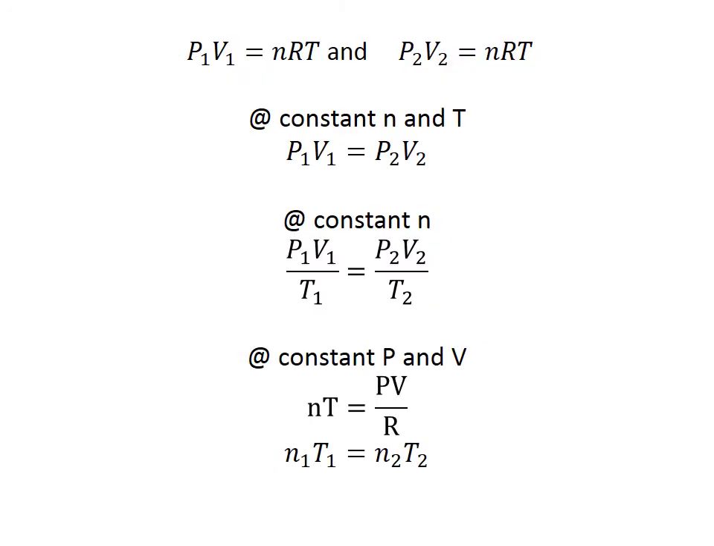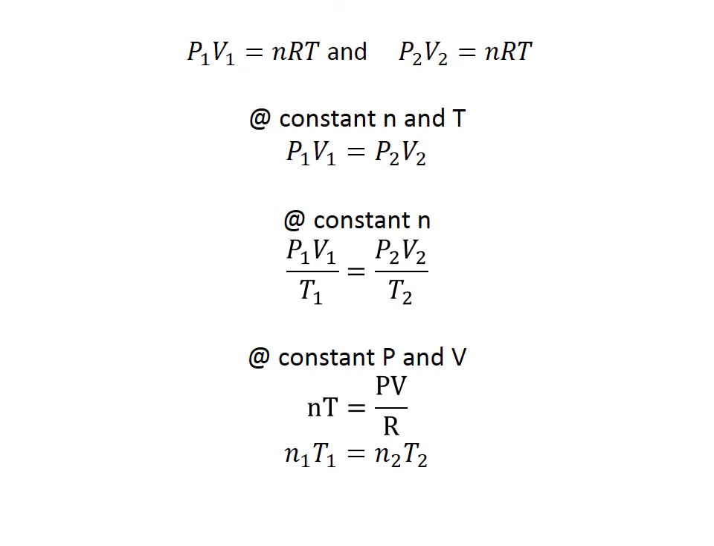Now, the ideal gas law can be used to solve almost any gas problem. So if you have a gas at constant temperature and a constant number of moles, so that means we're keeping n and T constant. Now, since the R values are going to be the same, we can cancel these off. So that means P1 V1 will be equal to P2 V2. At constant number of moles, we can equate these two values. So that means P1 V1 over T1 is equal to P2 V2 over T2.